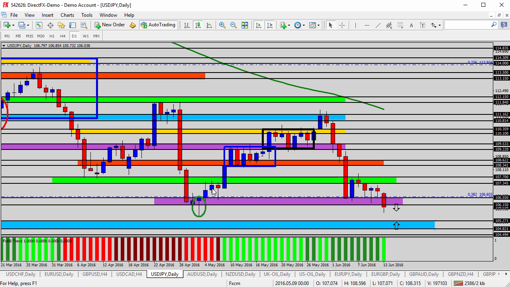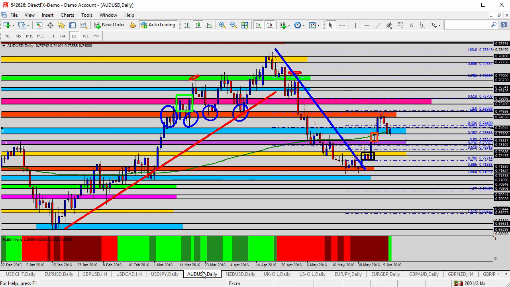If it can't do that and reverses like it did back here where the green circle is, we might look for the market to start rising back higher. I would suspect that monetary policy, FOMC this week, may be something to watch for the US yen. There is some news out of Japan as well this week.